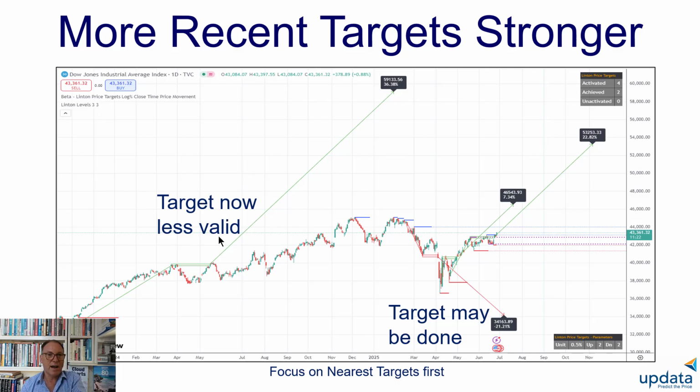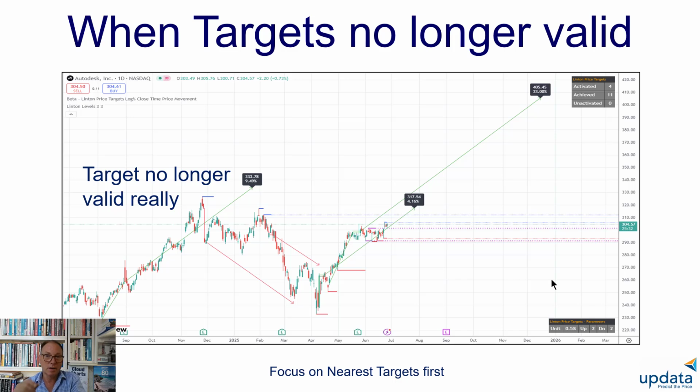You could say now that this target, this is on the Dow, this target at the time was less valid. These targets have come back. This one is now probably not valid anymore, and it won't be valid. Remember, it'll be negated when we move above the level at which it was generated. It'll just come off the chart, it will be negated. So for the moment, the targets, the more recent ones, are stronger. So we tend to focus on the nearest targets.